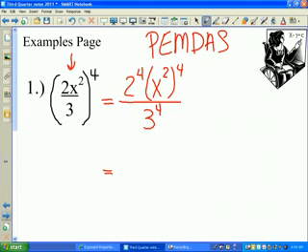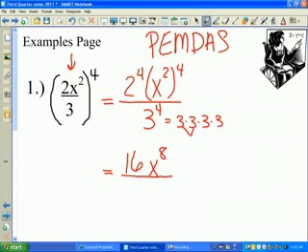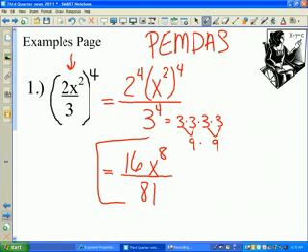So, 2 to the 4th power is 16, not 8. And x squared raised to the 4th power will be x to the 8th. Remember, when it's an exponent, a parenthesis, and an exponent, you're multiplying your exponents. And then 3 raised to the 4th power is not 12. This is the same as saying 3 times 3 times 3 times 3. Last time I checked, 3 times 3 would give me 9. And 2 9s will give me 81. That's my solution.